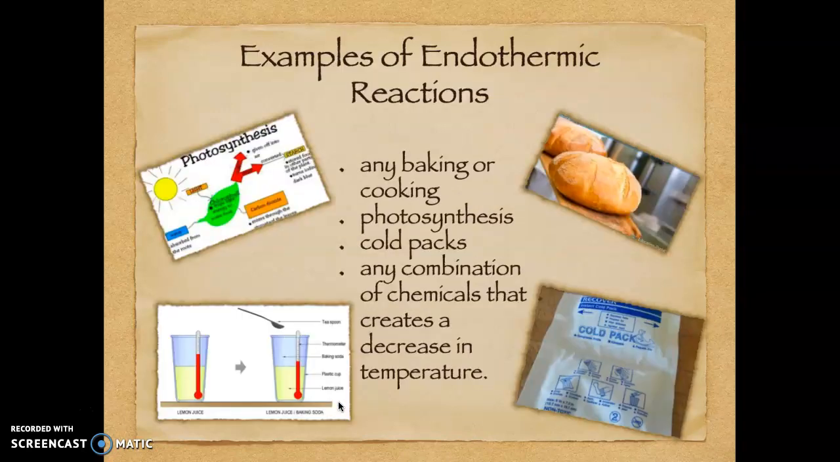So some examples of endothermic, any type of cooking or baking. If you are baking bread and you get it started, your oven warmed up and you put the dough in, but then you turn off your oven, even though the dough might start to rise, once the oven cools down, it will stop cooking and you will not finish the baking process. So baking and cooking, they need a constant source of energy to keep it going.